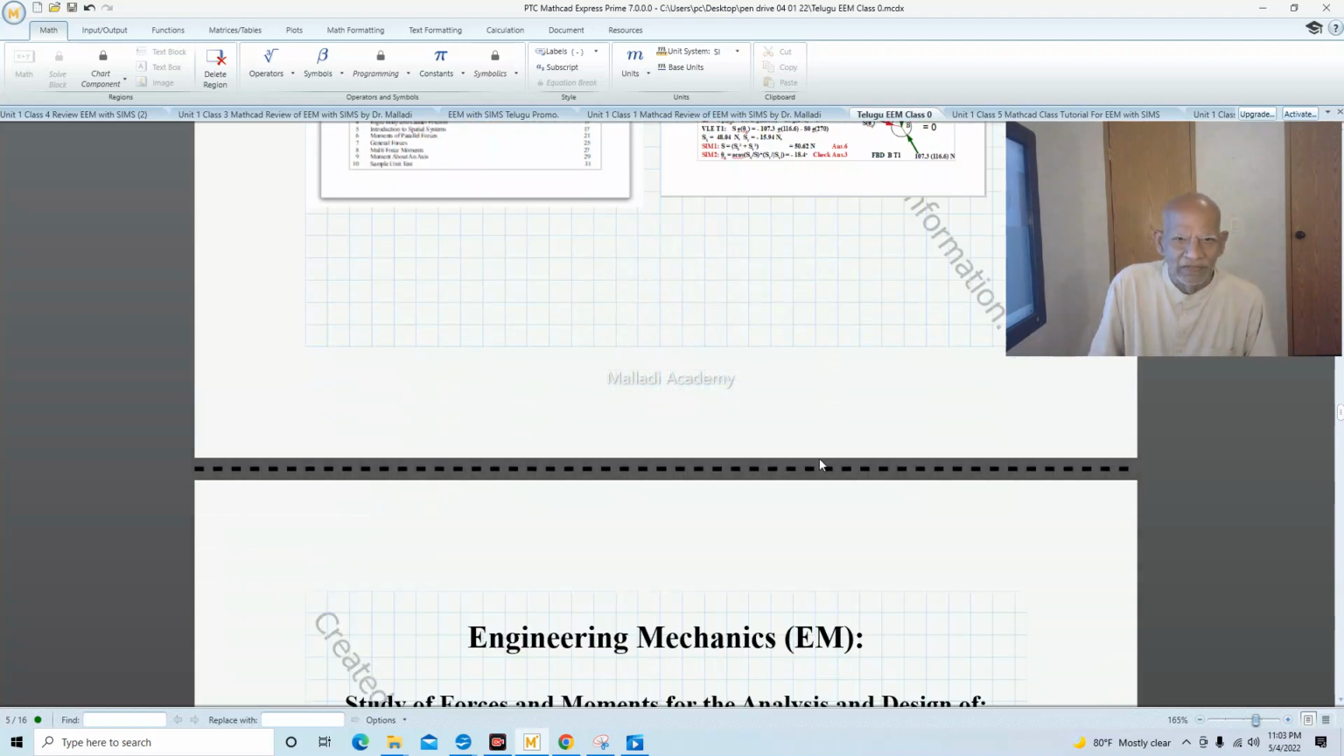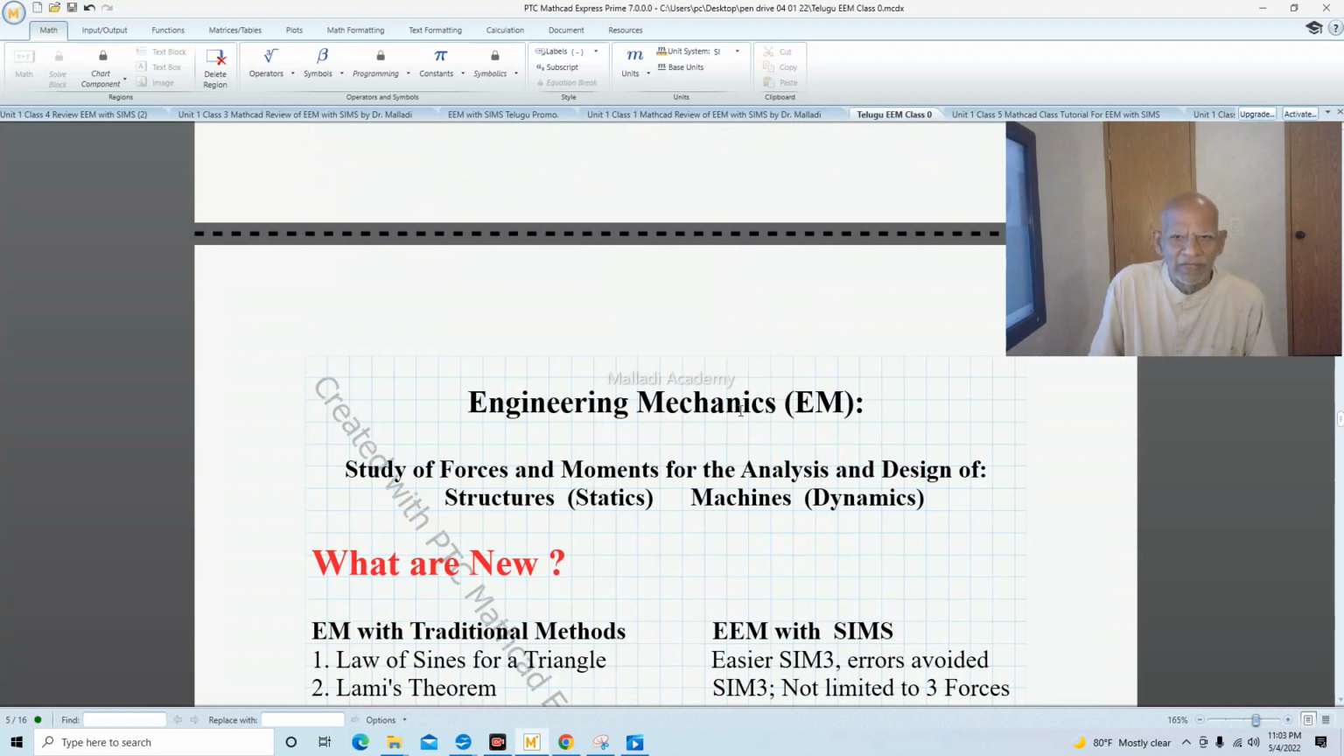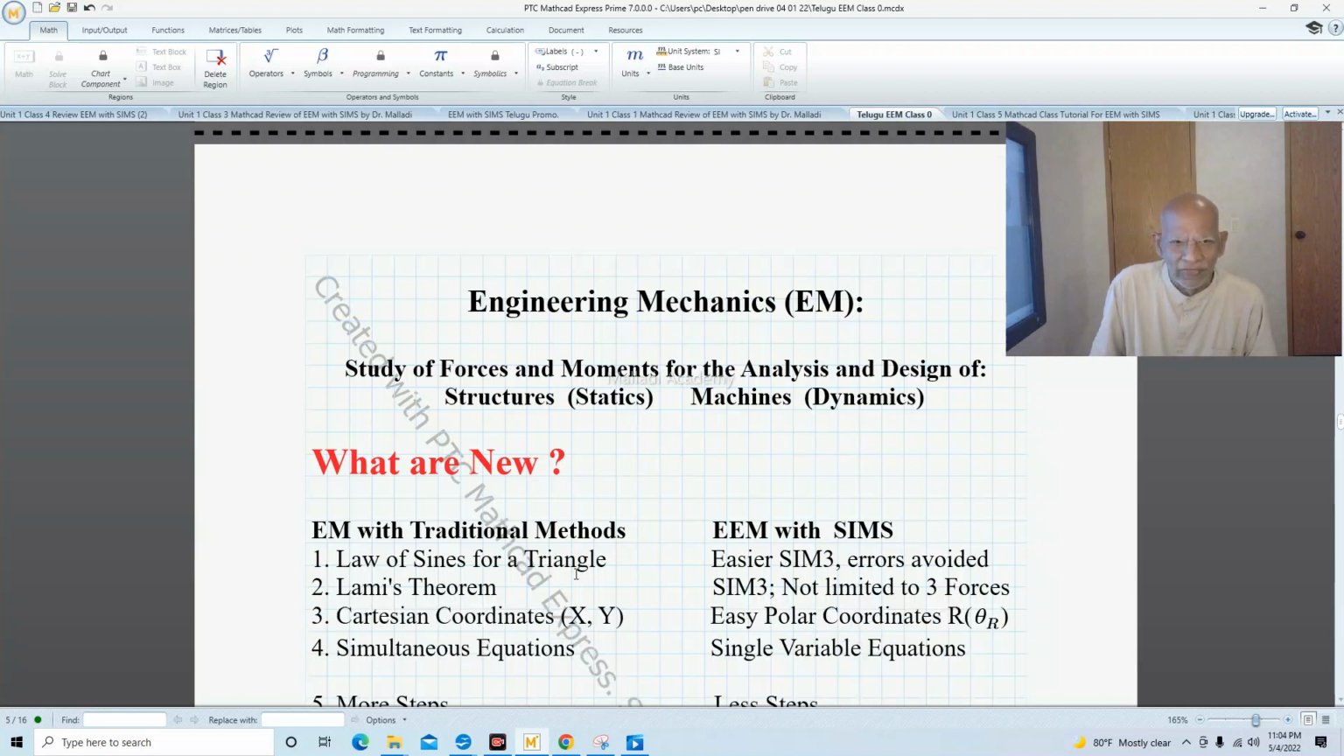Okay, now engineering mechanics: study of forces and movements for the analysis and design of structures, that is statics, and machines, that is dynamics. And what are the things that are new in this book? Okay, I made a list of it. Number 1, law of sines compared to traditional methods. Even with sims it is easier, with sim 3 errors are avoided.